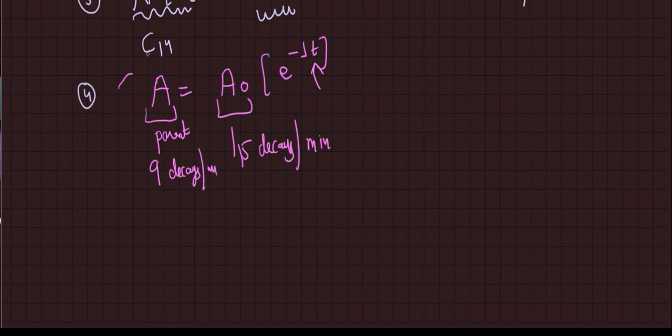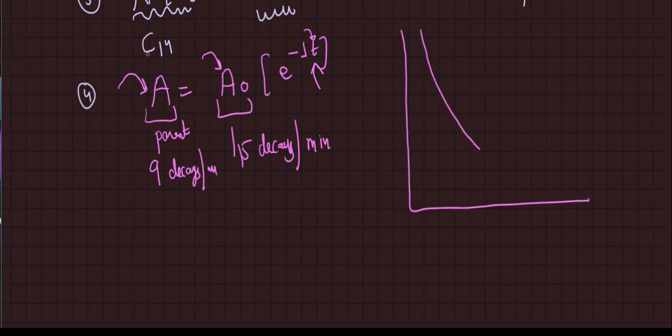So if you know the activity later in time, and you know the initial activity when it starts disintegrating, you can find out the time elapsed from the time of death. So if you talk about the graph, it is exponential in nature. This is the way it looks.